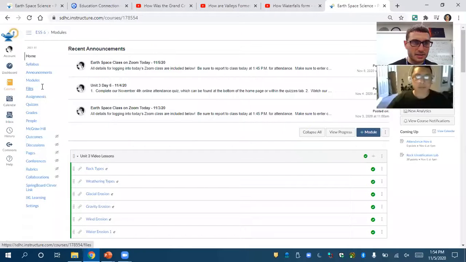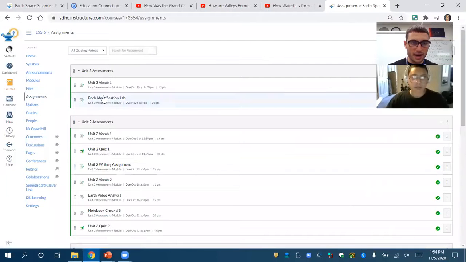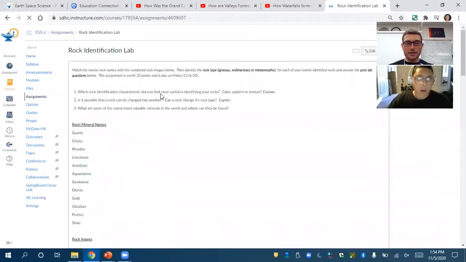So here you guys can see the Canvas page. And if I go to assignments, just to show this to you guys, right? Go to Rock Identification Lab. And then if you scroll down, I've got a list of 12 rocks or minerals. I'm just mentioning this now because I haven't gotten the chance to with you guys, so we won't do this on the next lesson.